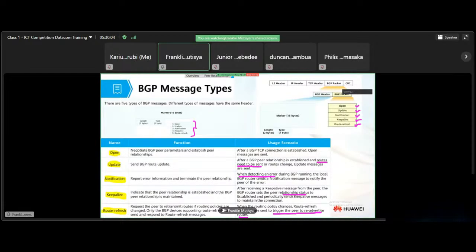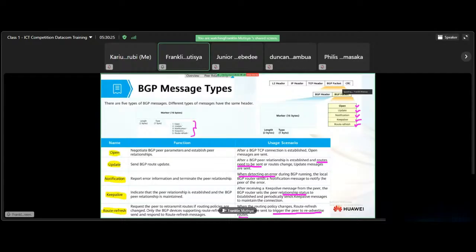Now let's look at BGP message types. BGP supports 5 message types, namely open, update, notification, keep alive, and route refresh. The types of messages that we find here will be used during BGP communication and negotiation of the link.